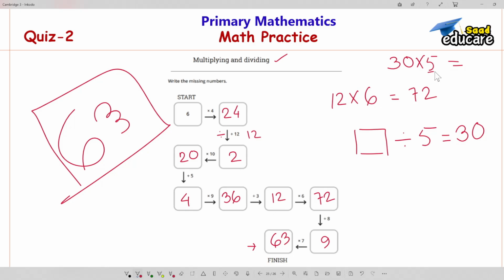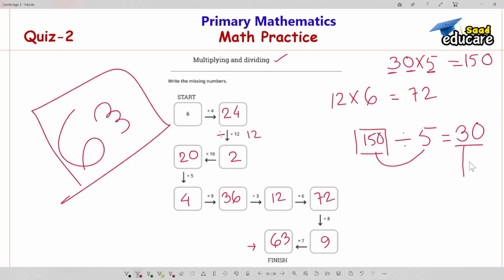So 5 times 0 is 0. 5 times 3 is 15. So here is 150. So 150 divide 5 equals 30.